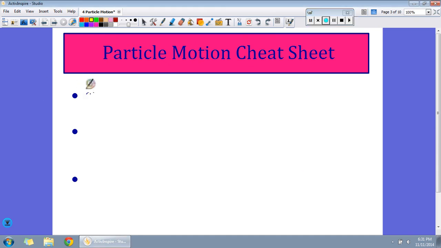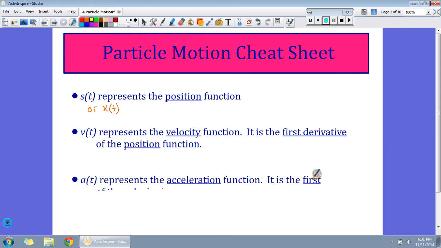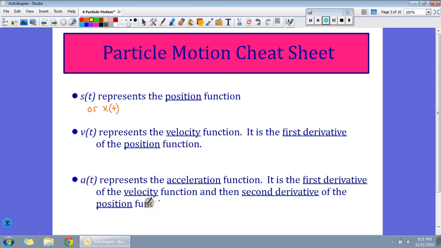Alright, the first thing you need to know is that s of t, or x of t, represents the position function. v of t represents the velocity function. It is the first derivative of the position function. And a of t represents the acceleration function. It is the first derivative of velocity and the second derivative of position.